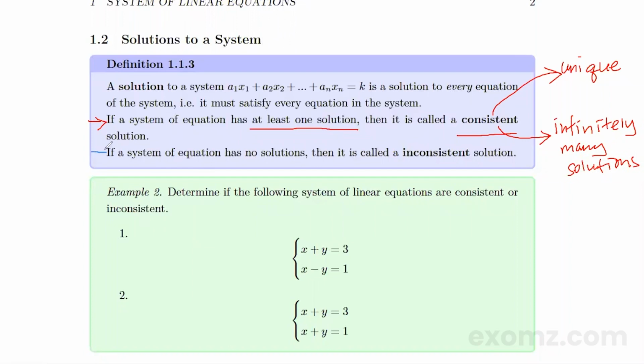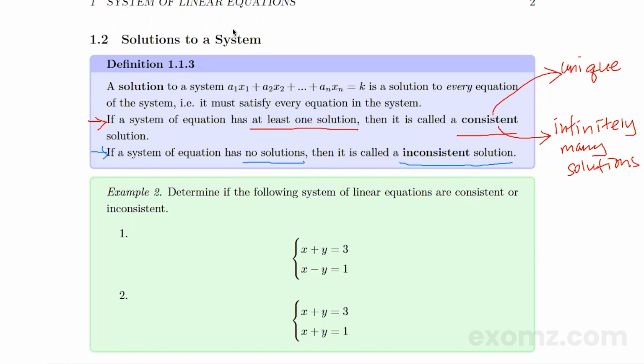Secondly, if a system of equations has no solutions, then it is called inconsistent. So a recap: consistent, it might be a unique solution or infinitely many solutions. Inconsistent is strictly linked to no solutions. So now let's take a look at example 2. Determine if the following systems of linear equations are consistent or inconsistent.